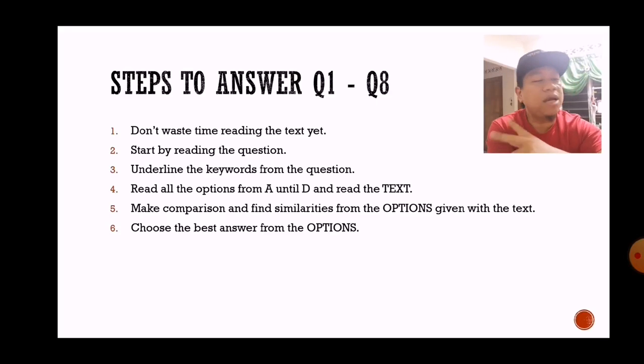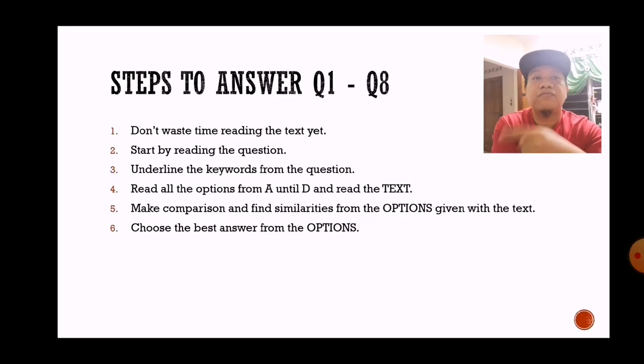Some students think that MCQ is the easiest section. Setengah student anggap bahagian yang paling senang. However, for me as an English teacher, this is the most difficult section ever. Bahagian yang paling susah. Why is it the most difficult section ever? Let me tell you something.